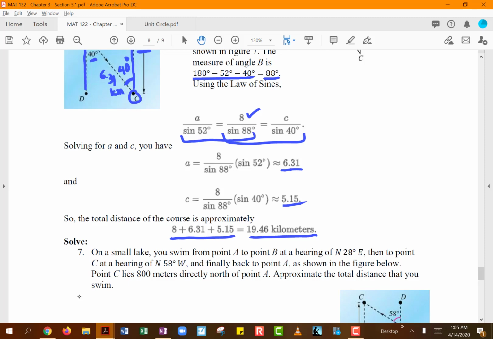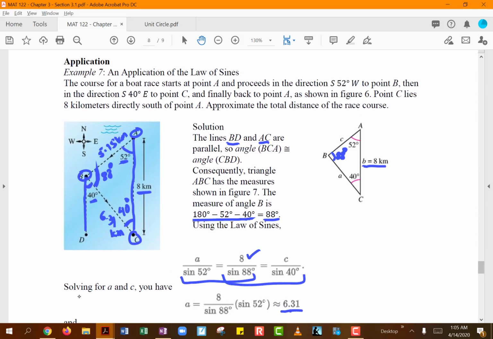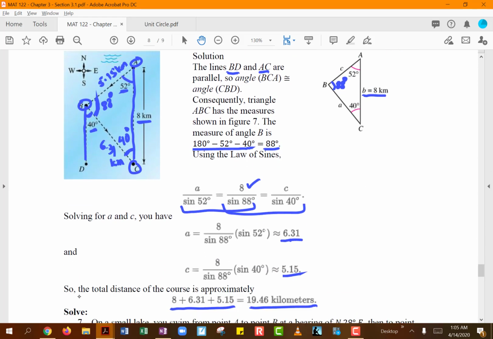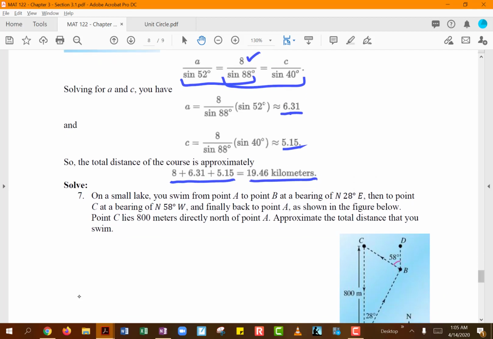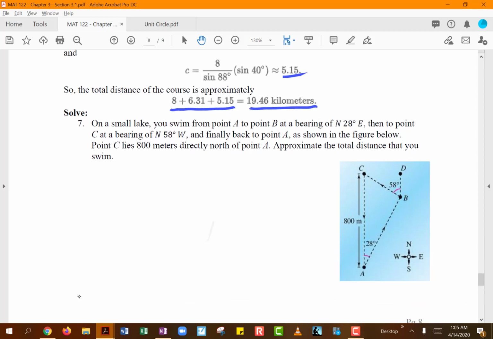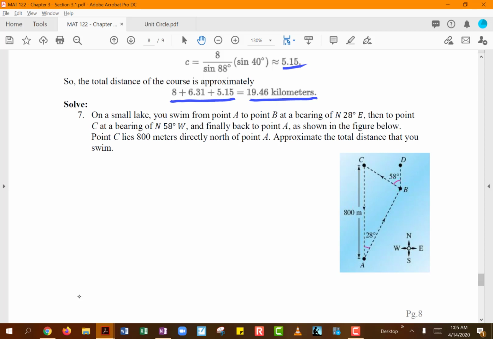So you're getting approximately 19.46 as the total distance for our race course. So just using the same techniques that we did in our first couple examples to come up with the missing measurements. Okay, but this time we're doing it with the sense of the bearing angle.